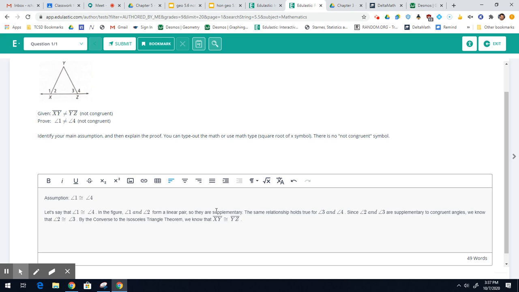But wait, look at our given. Our given said that segment XY is not congruent to segment YZ. Oh no, we just contradicted ourselves. However, this contradicts the given statement. So, our assumption is false. Therefore, angle 1 is not congruent to angle 4.